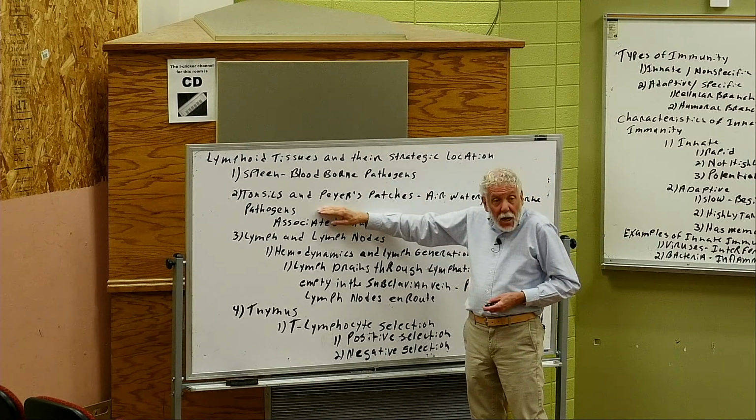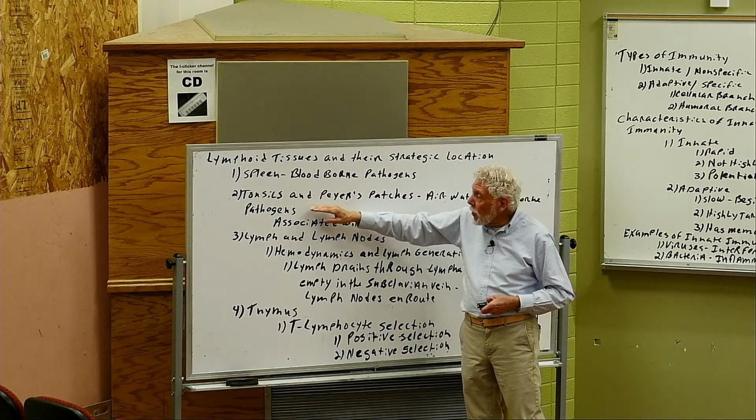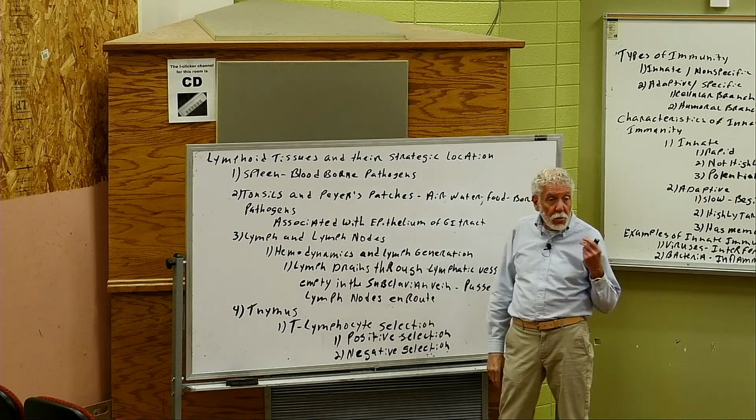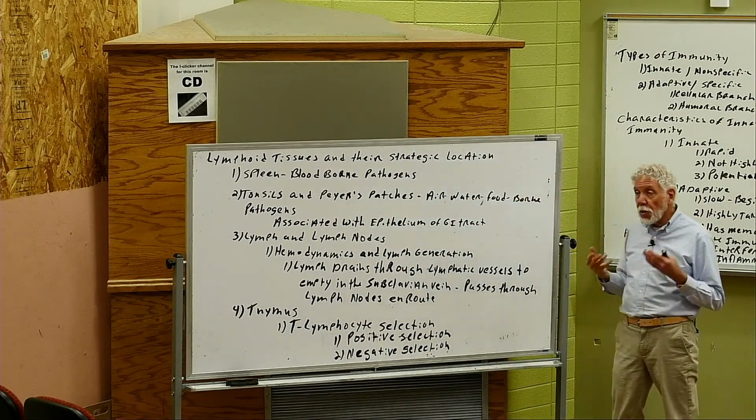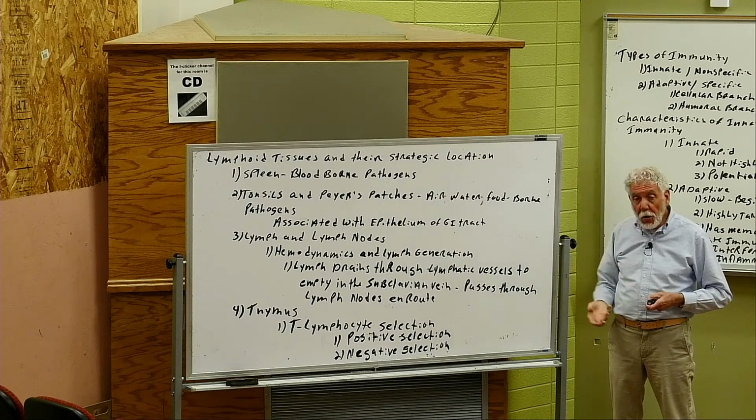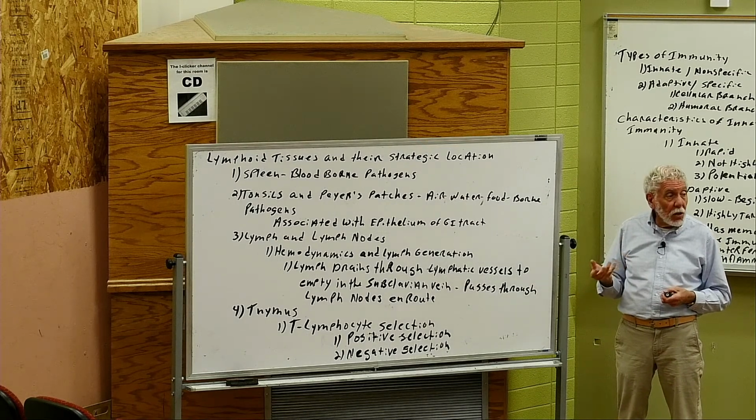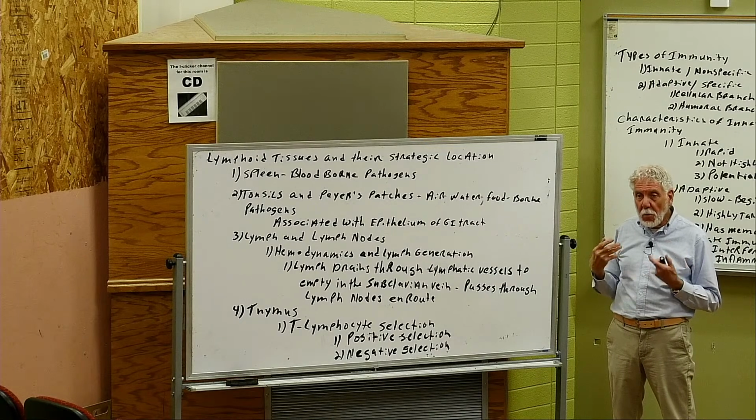The next type of lymphoid tissue we're going to talk about are the tonsils and Peyer's patches, and these are sometimes known as the gut-associated lymphoid tissues. They're found all along the GI tract. The ones we're most familiar with are the tonsils, because we can see them in the back of our throat.